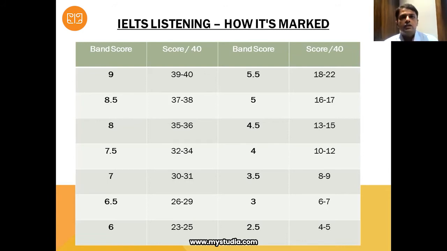This is how the listening test is marked. It depends on how many questions you have answered correctly. If you have answered 40 correctly, you get 9 bands. 39 also gets you 9 bands. If it is 37 or 38, you'll get 8.5 bands. 35 or 36 gets you 8 bands. 32 to 34 gets 7.5 bands, and so on and so forth.